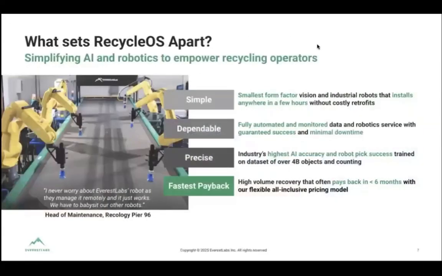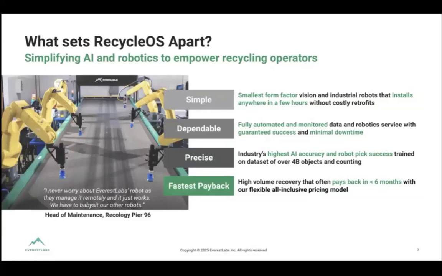Okay, so we're not the first AI and robotics company in this space, but I can say with confidence that we're at the top of the list, and these are some reasons why. First, we're simple. Our small footprint cameras and robot can be installed without retrofits. Unlike other robots in the industry, our robot arm is a 6-axis FANUC arm that you can see here. It mounts directly next to a conveyor, like where a human sorter would stand, and it's designed to only take up that amount of space.